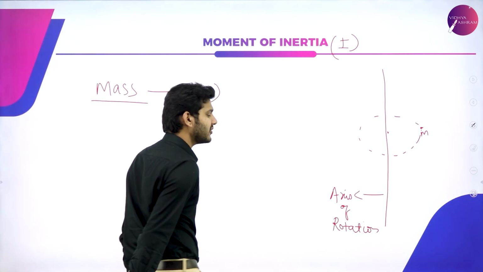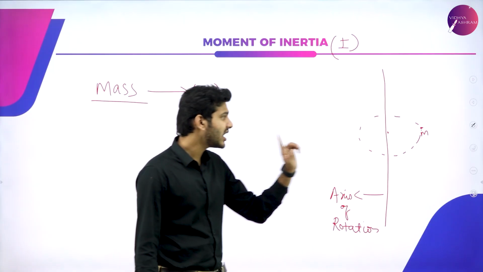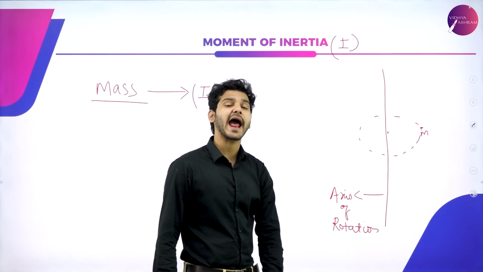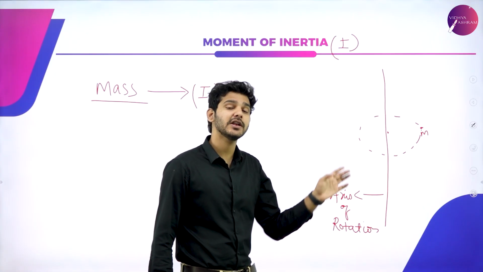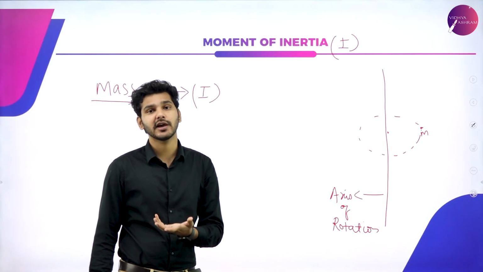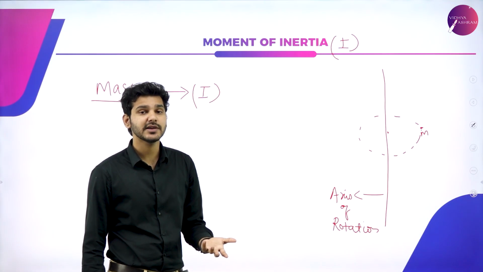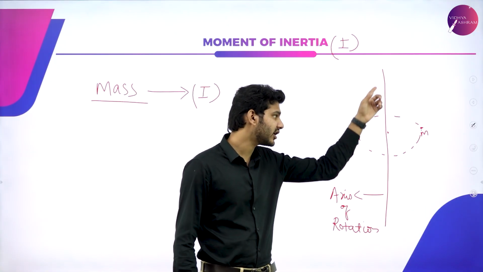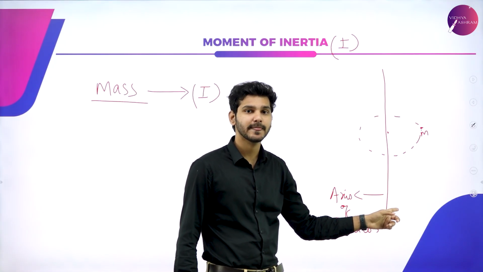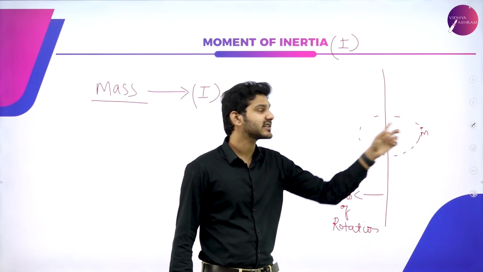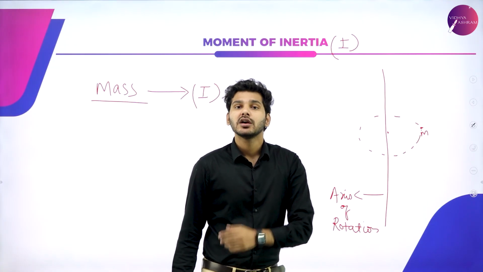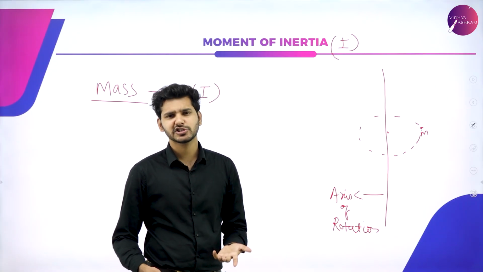Any particle will only rotate about or around a particular axis. So this is known as an axis of rotation. Depending on the axis, you will have different types of characteristics. Sometimes it will be easier for the particle to rotate about this axis. Sometimes it will be easier to rotate when the axis is passing along the diameter. So there are two possibilities, right?